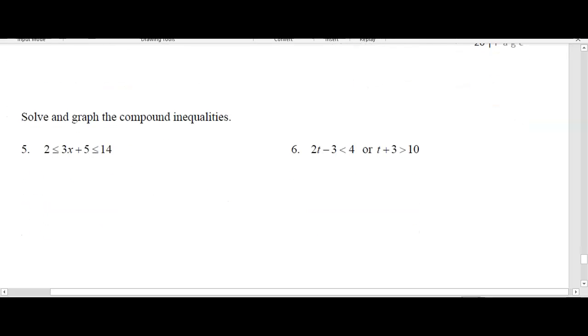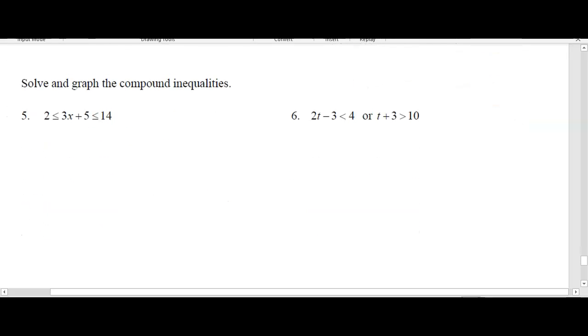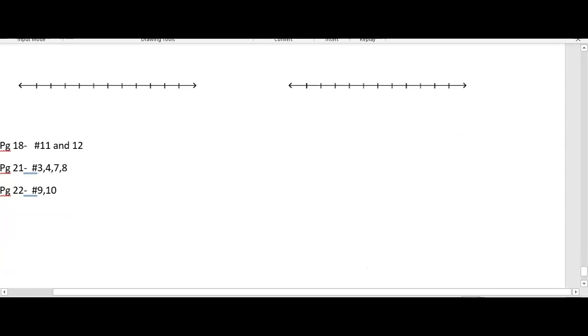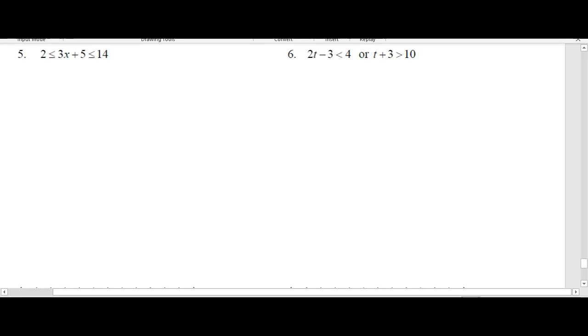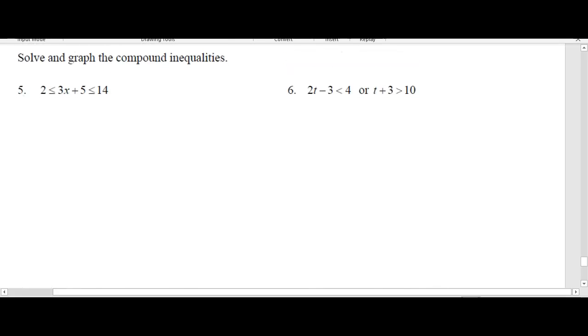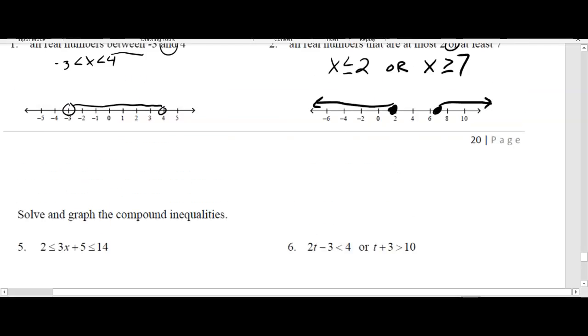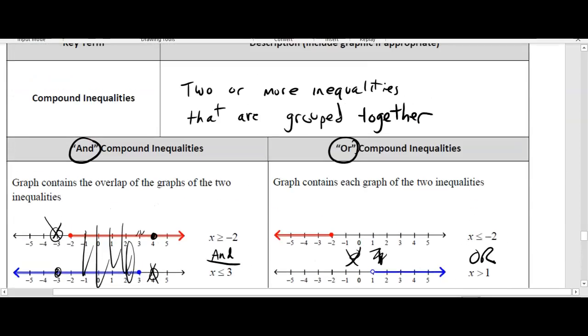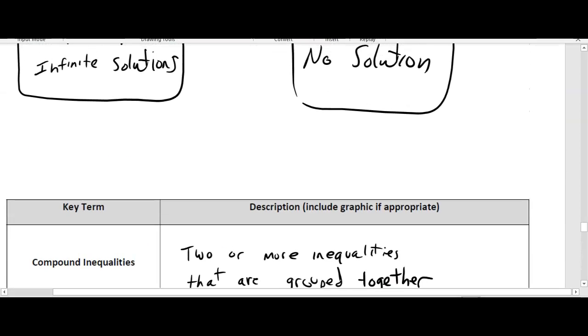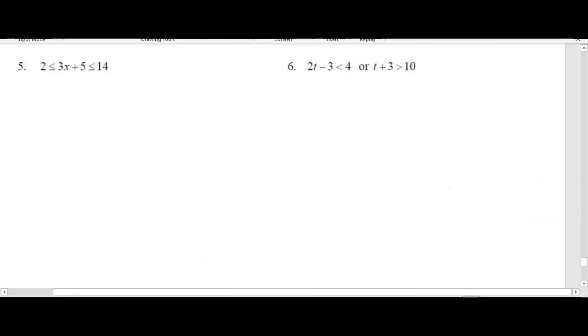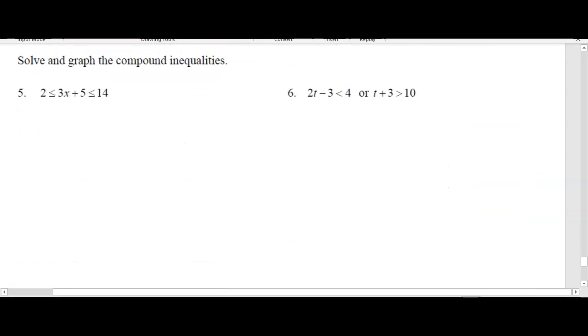They want us to solve and graph these now. So now we're jumping ahead. Okay, and this is the last 2 for the day. And I have 5 minutes to get these done before my video cuts out. Okay, and all of these have been in your note packet. And here we go with these. Solve and graph the compound inequalities.